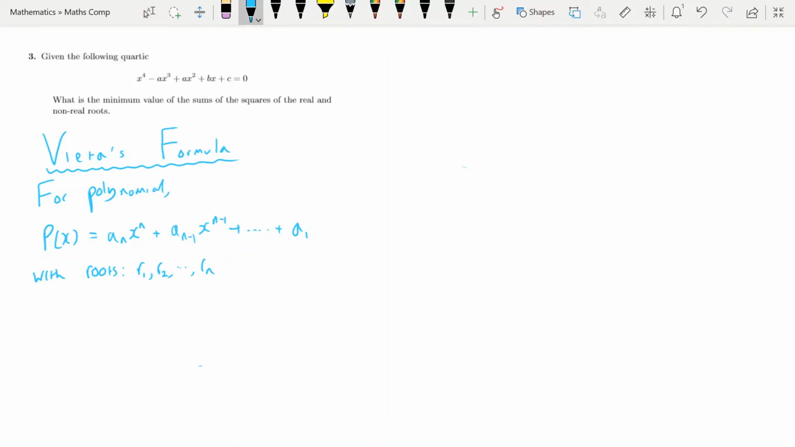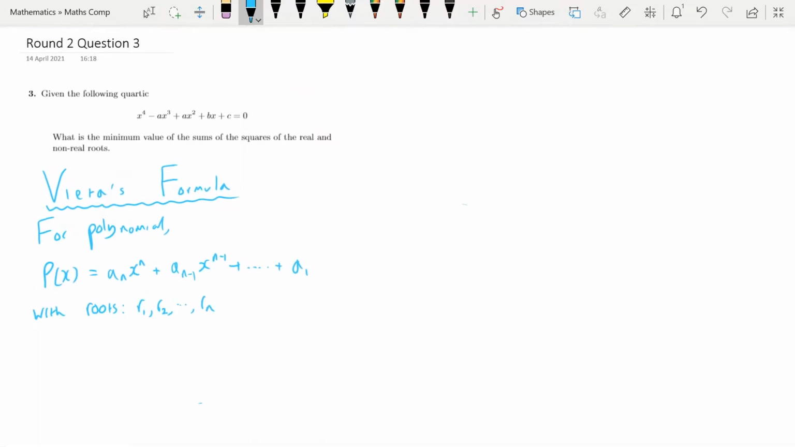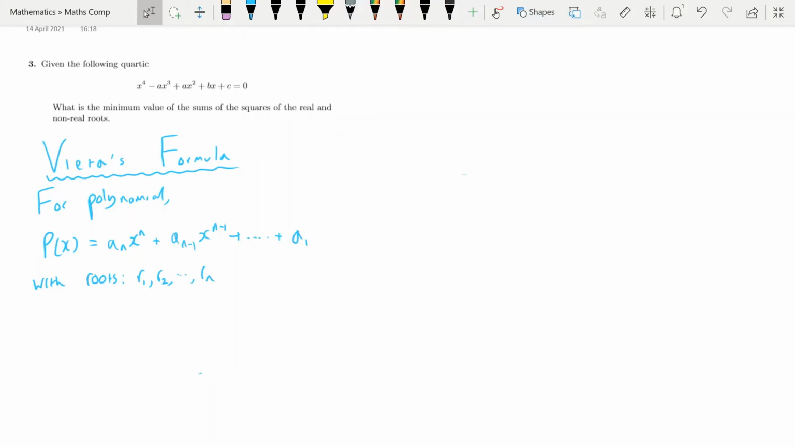Hi, so I'm going to be going through question 3 of the Maths Teams Olympiad. This question was fairly straightforward, I think. It required some A-level knowledge, but first of all I'm going to go over something which isn't in A-level, but it's an extension of A-level.